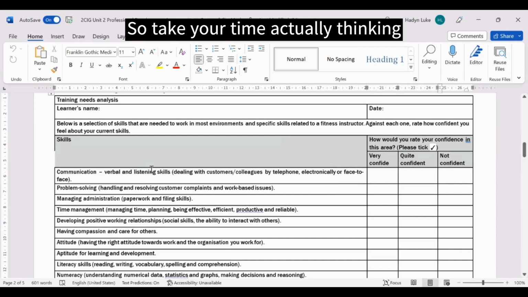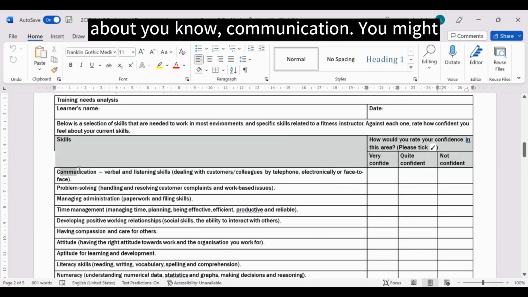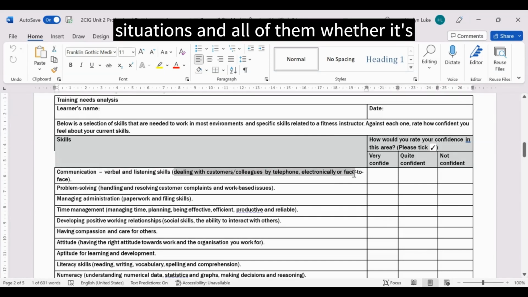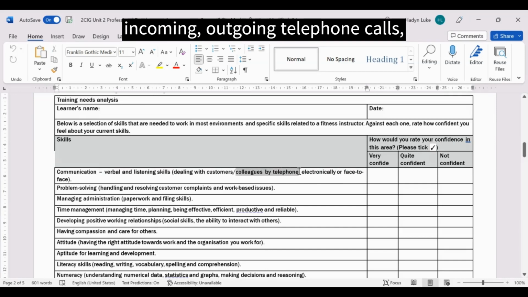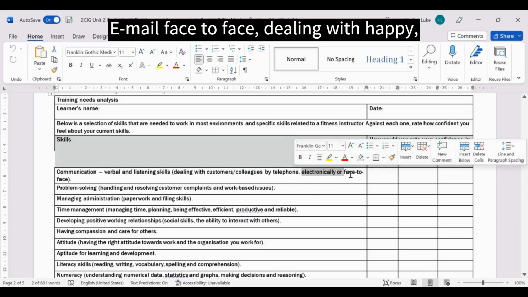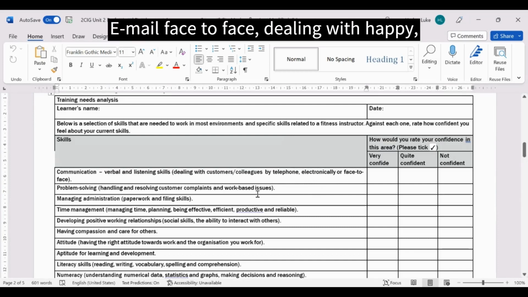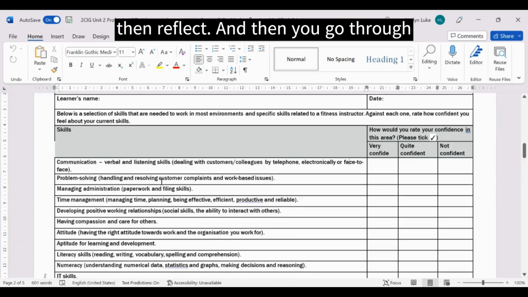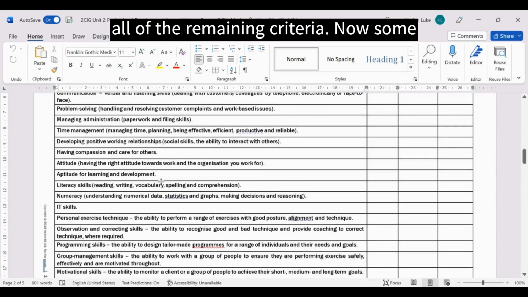So take your time actually thinking about communication. You might think, well, I can communicate, but have you had to deal with any of these situations, whether it's incoming, outgoing telephone calls, electronically over social media or email, face-to-face, dealing with happy, upset, angry customers, etc., and then reflect. And then you go through all of the remaining criteria.